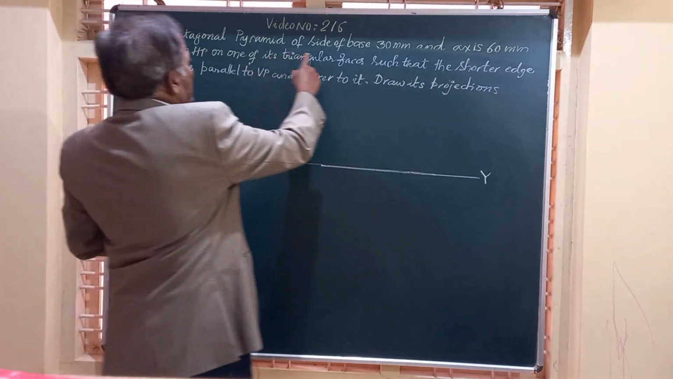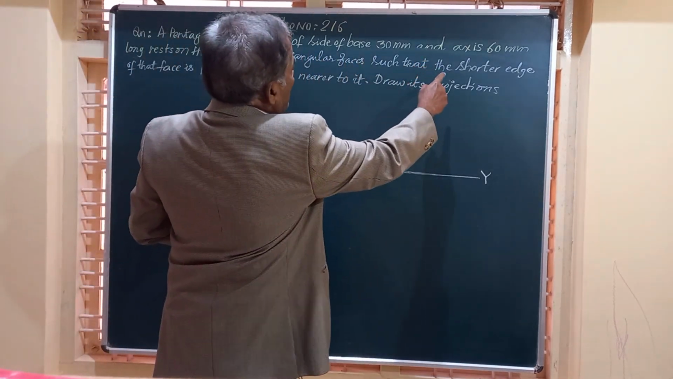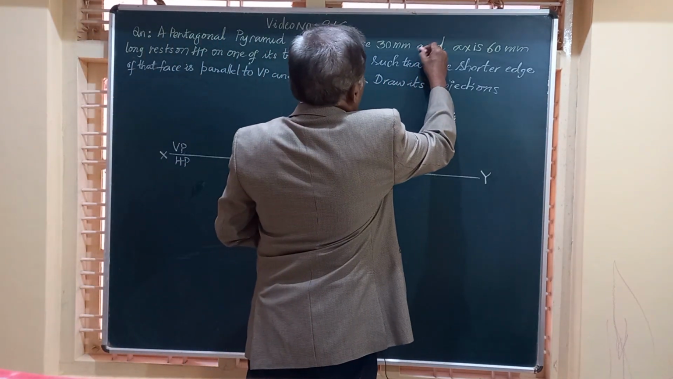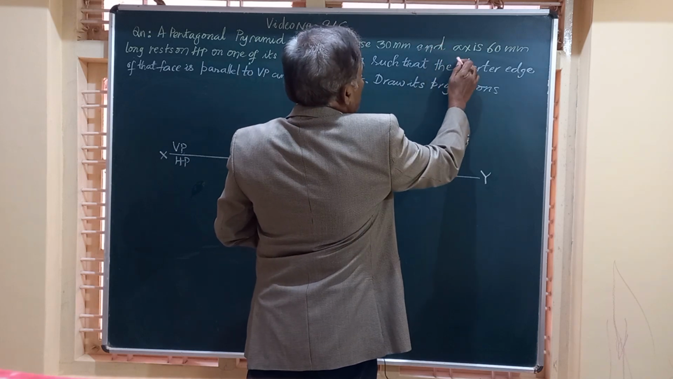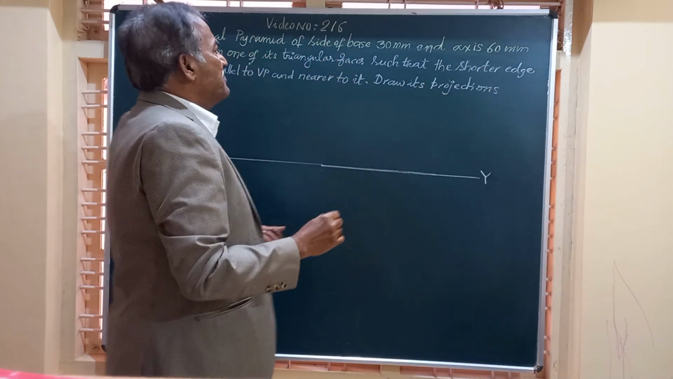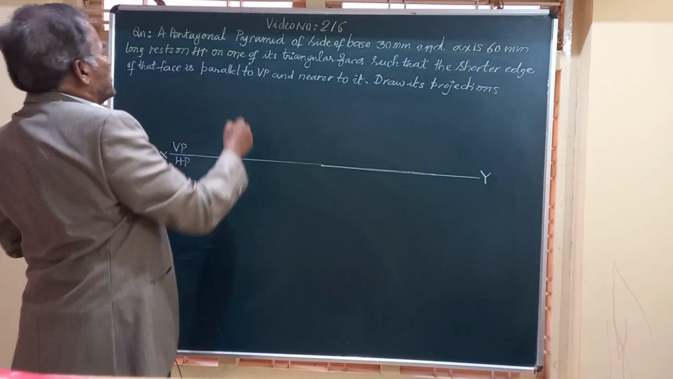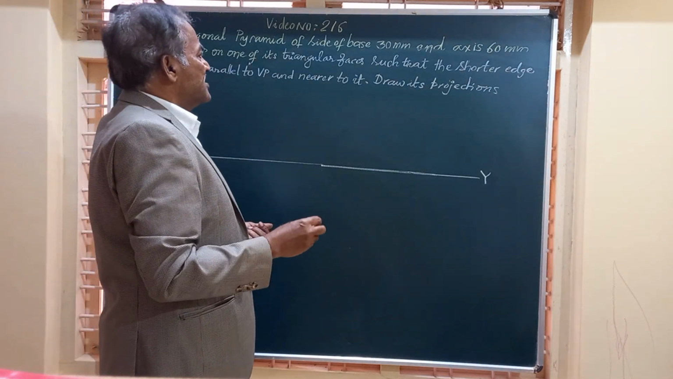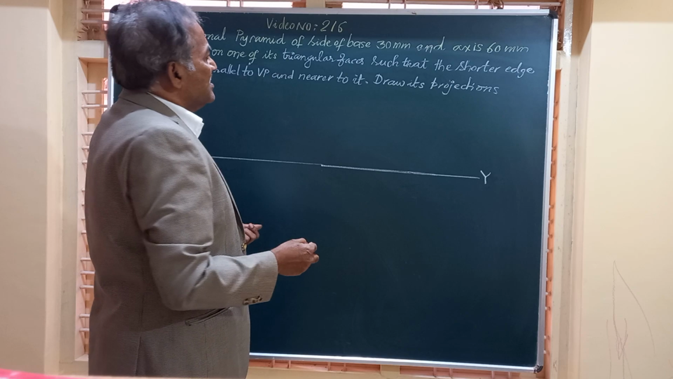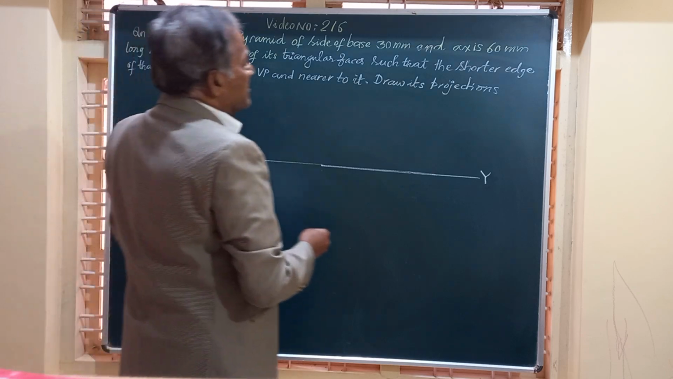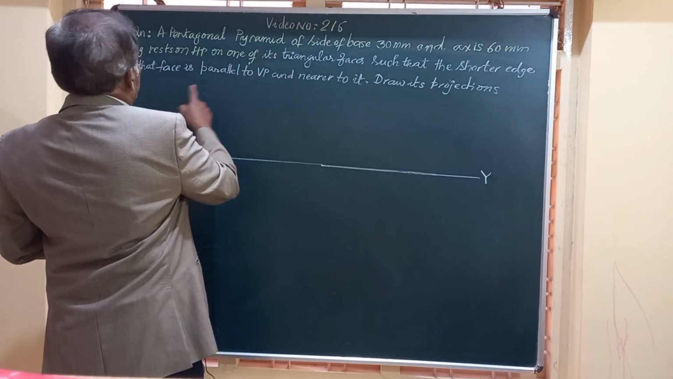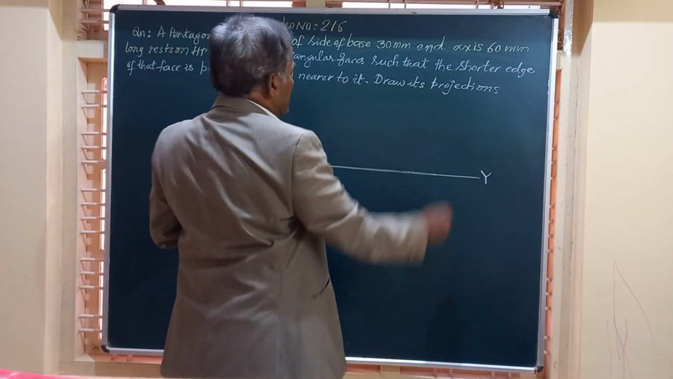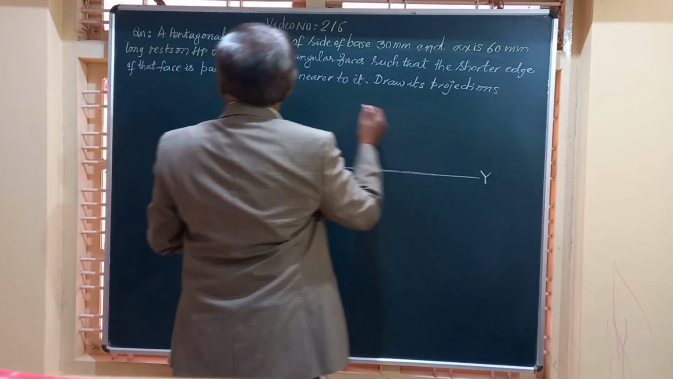A pentagonal pyramid of side of base 30 mm and axis 60 mm, that's the height of the pyramid, rests on HP on one of its triangular faces such that the shorter edge of that face is parallel to VP and nearer to it. Friends, it has to rest on HP.